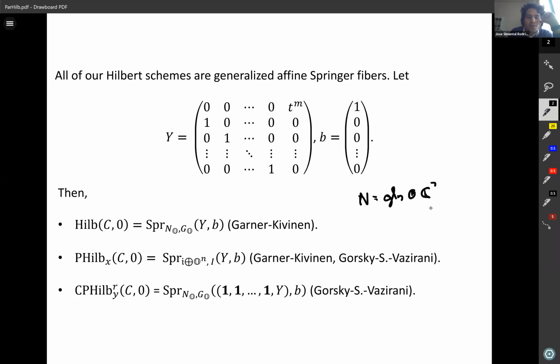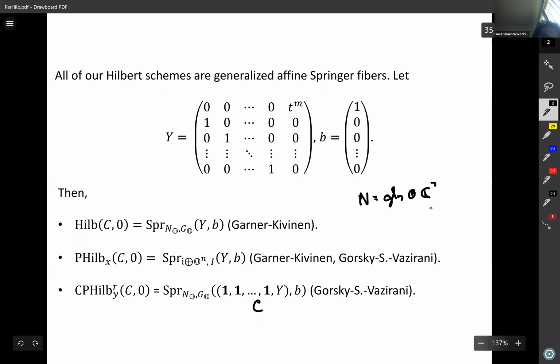And the compositional parabolic Hilbert scheme, and again, let me point out that here I do have Y, is going to be this generalized affine Springer fiber, where now remember that my representation N is the representation space of the cyclic quiver.